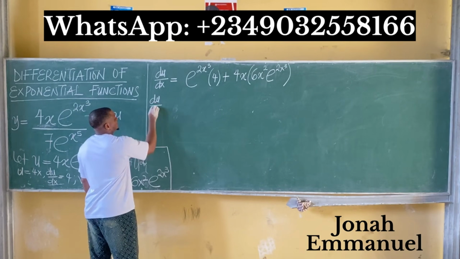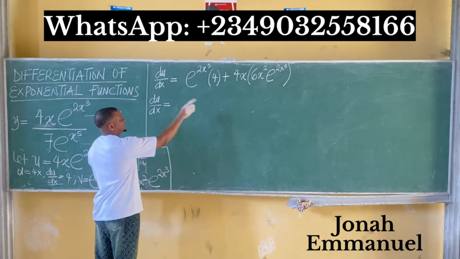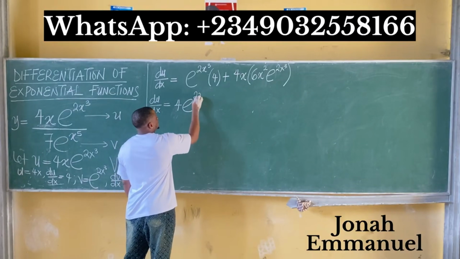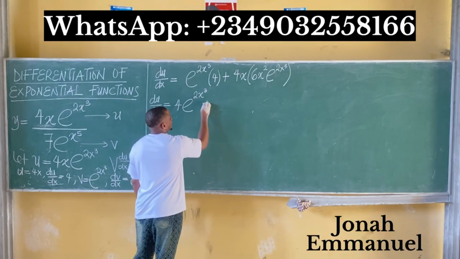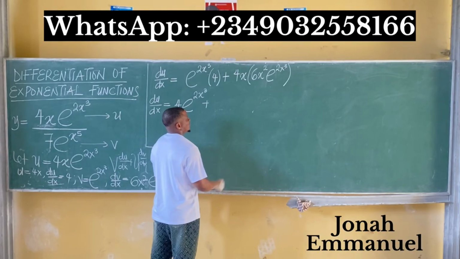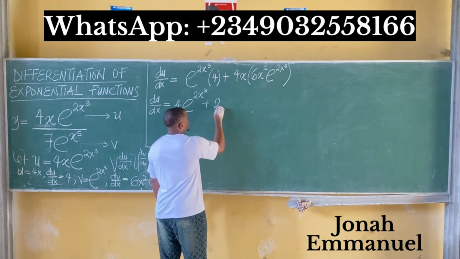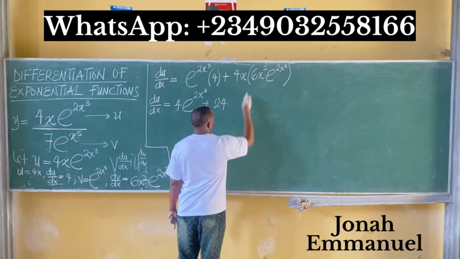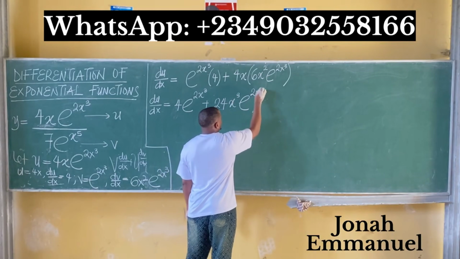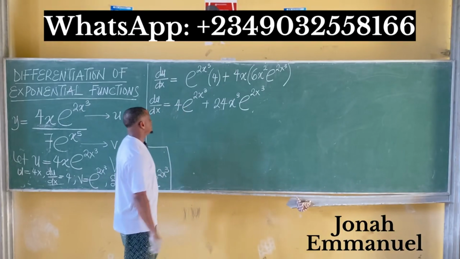So du dx, please, what's your value? Expand. What do you have there? 4 exponential 2x cubed plus, multiply now, 4 times 6, 24. X times x squared, x cubed, exponential. All right, so this is your value for du dx.